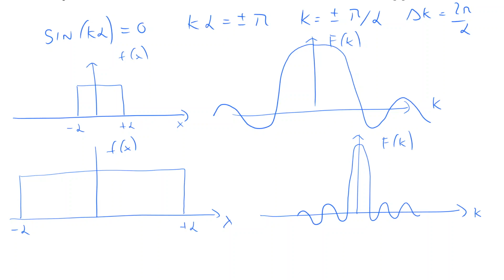So we can see here we have a narrow function, so this would be a small alpha. We have a small alpha, so we have a broad Fourier transform, and at the bottom we have a large value of alpha, so we have a narrower Fourier transform.